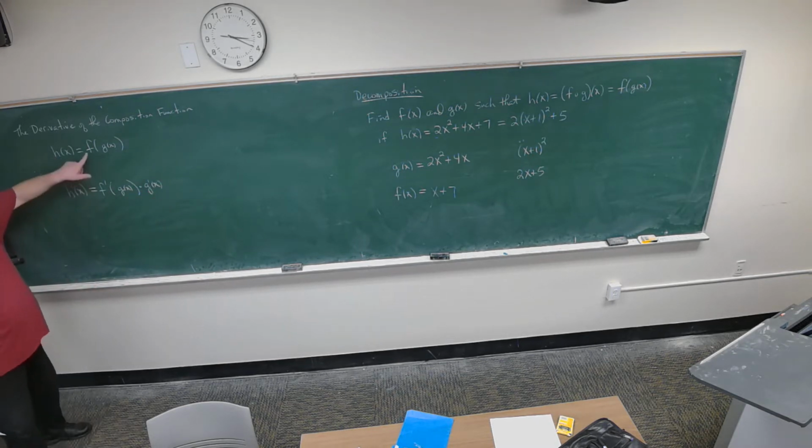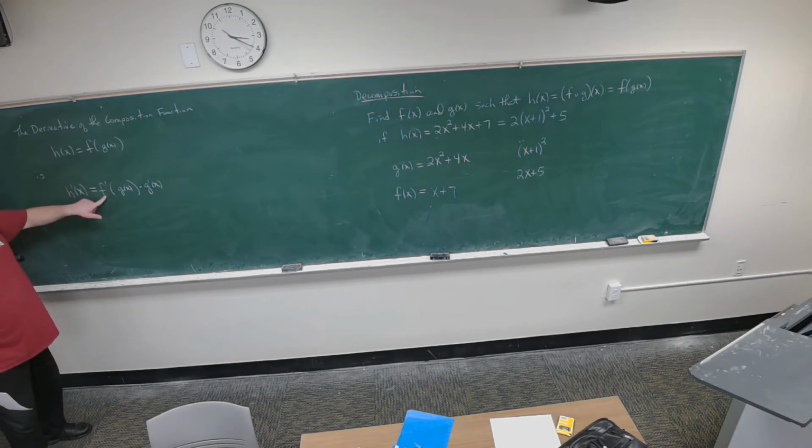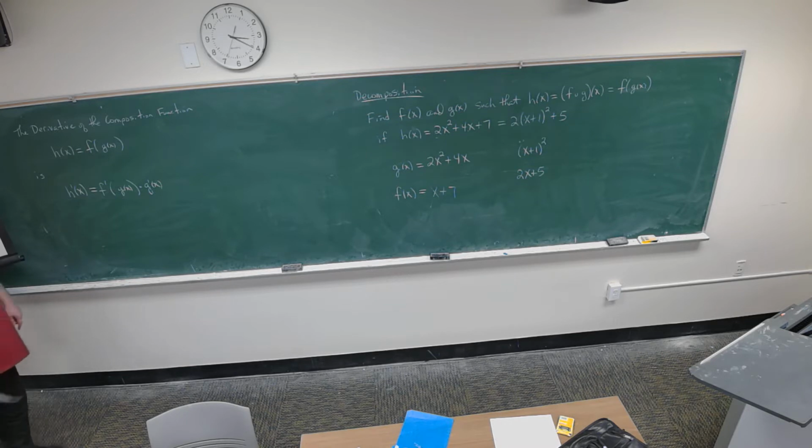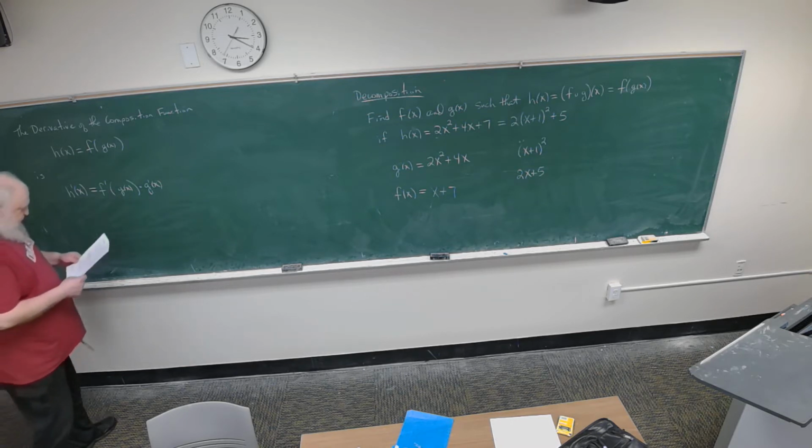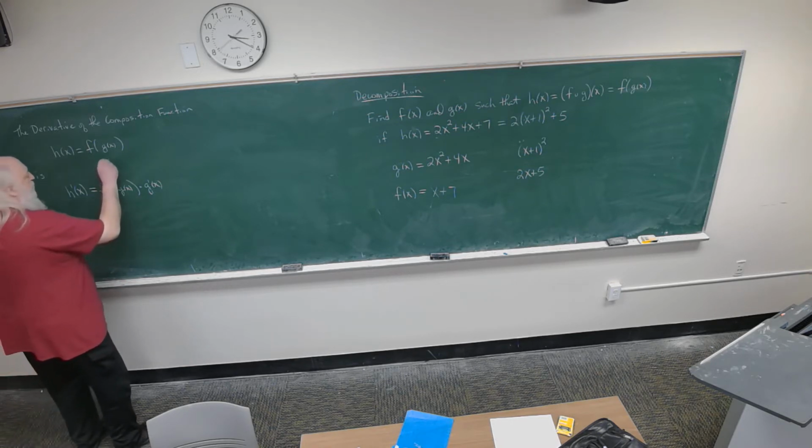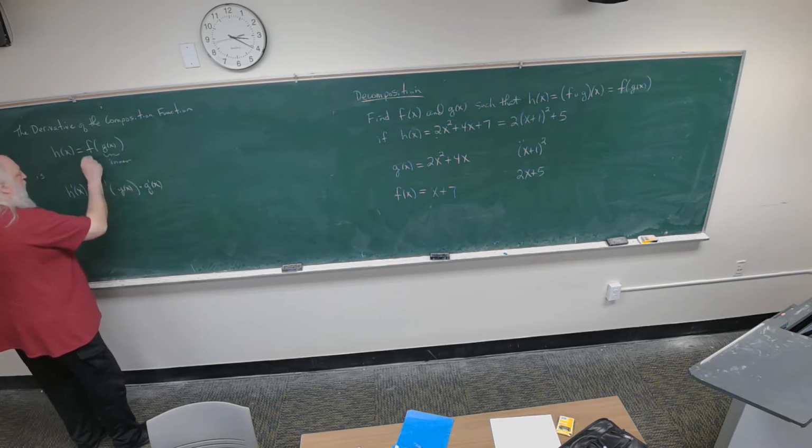So up here we evaluate the function f at g of x. Down here we evaluate the derivative f prime at g of x. And then we multiply that derivative by g prime of x, the derivative of the inner function. Okay. So g of x, again, is the inner function, and f of x is the outer function.